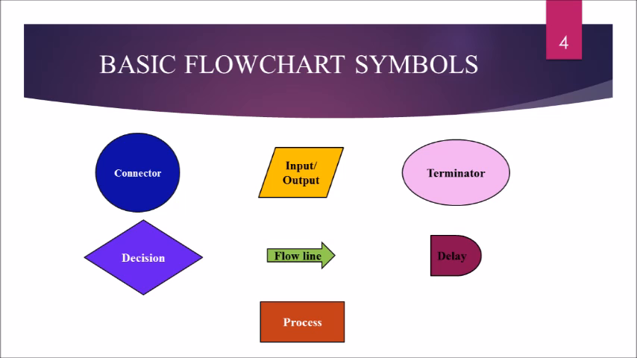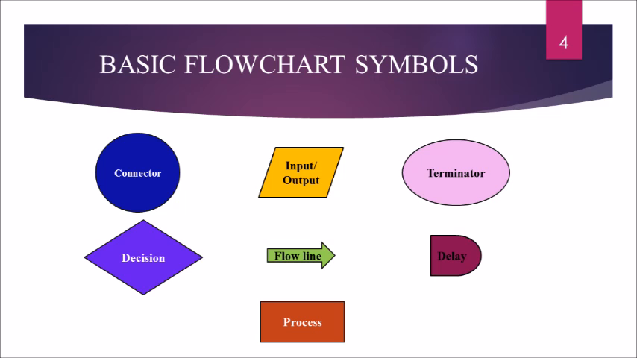You might ask yourself, what are the meanings of the flowchart symbols? Let's get familiar with the basic flowchart symbols. The circle is called a connector, which is used to connect to another page or another section of the chart to continue the flow. A decision symbol is represented by a diamond and it indicates a question to be answered.